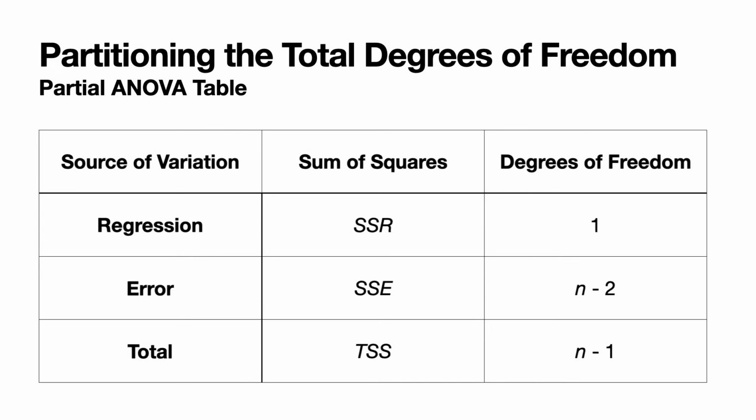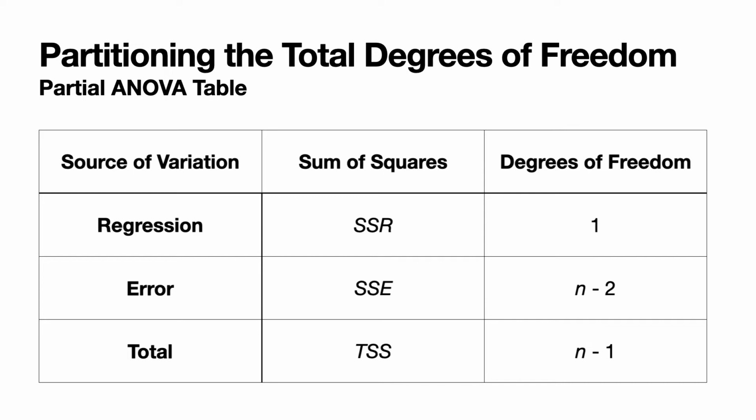And so here I have a partial ANOVA table. You can see here that we have the first three columns of an ANOVA table, the first column being the source of variation, the second column containing the sums of squares, and then the third column containing the degrees of freedom associated with each source of variation. And so at the bottom we have the total variation in the response, the corresponding sum of squares is TSS, and the degrees of freedom associated with TSS is n-1, as we've seen.